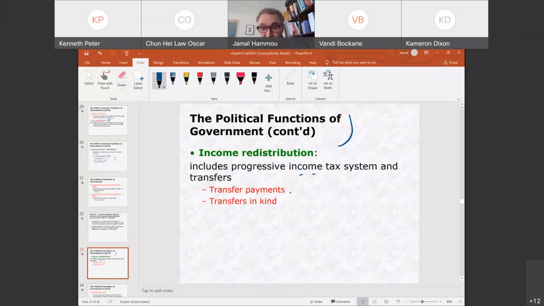And there are two ways you can do the distribution of income. You can do what's called transfer of payments or transfer in kind. Transfer of payments is they give you a check, and you do whatever you want with it. Social Security is a good example. Unemployment insurance is a good example. You just get transfer of payments. Transfer is not wages. Transfer means you didn't do anything. We just want to help you.